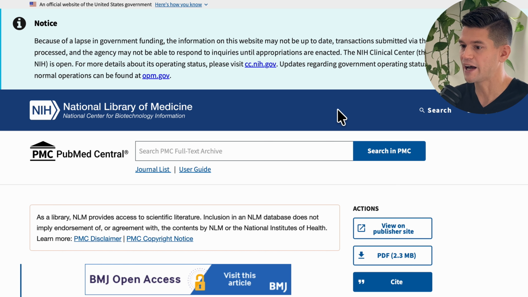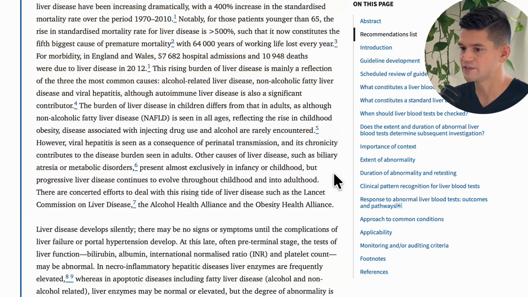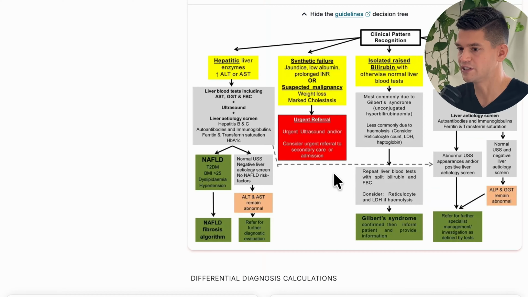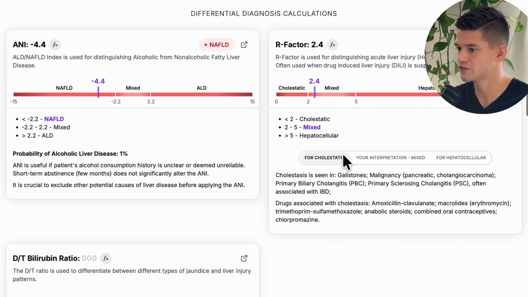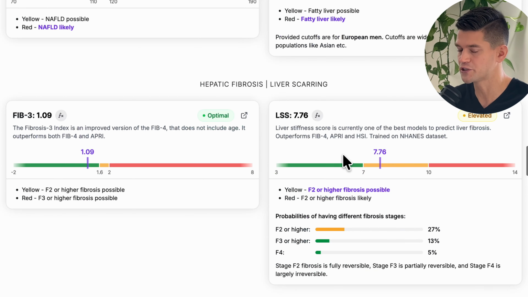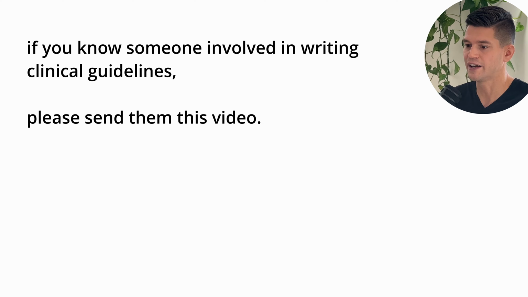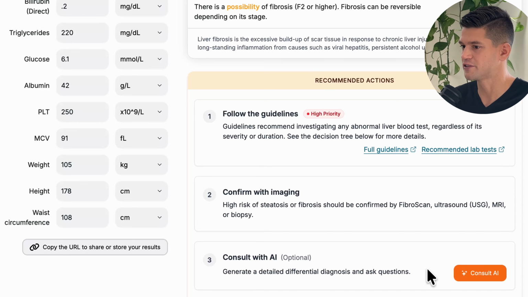But honestly, I believe the future of clinical guidelines will look completely different. Instead of hundreds of pages of static documents, doctors should be presented with an interactive tool like this. A tool that handles all the calculations and surfaces the relevant information. So, if you know someone involved in writing clinical guidelines, please send them this video and let's create the first next generation guidelines together. I saved the best feature for last.